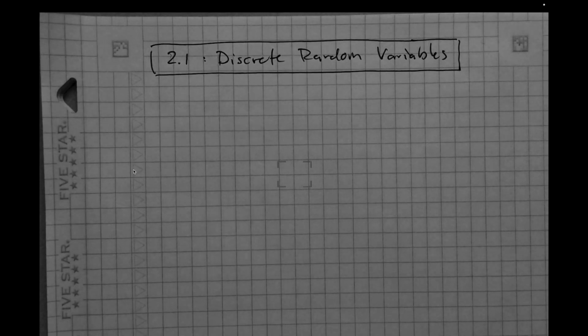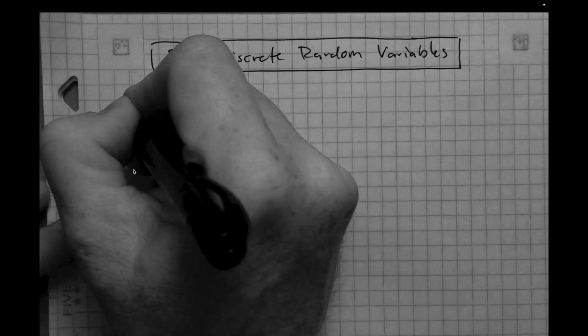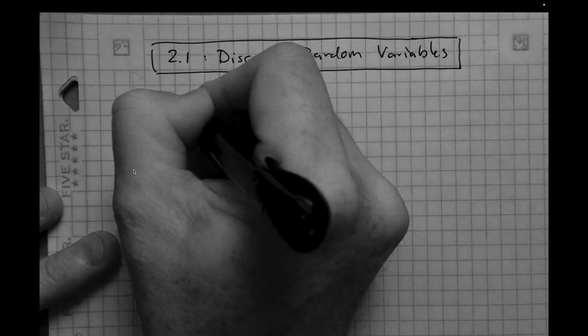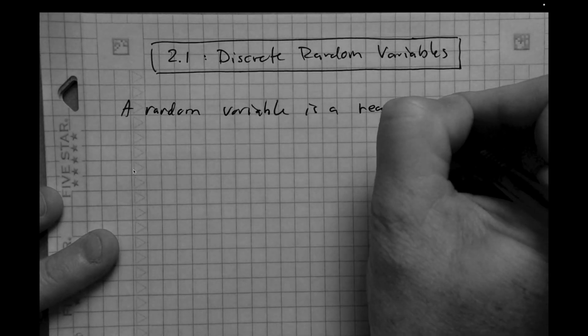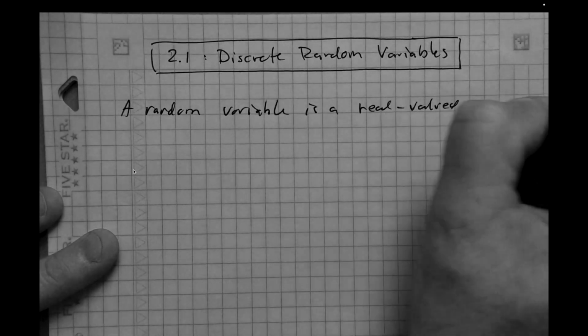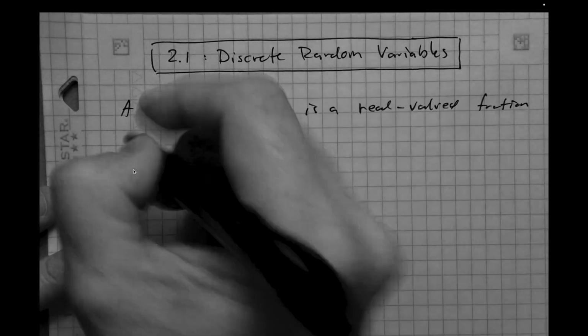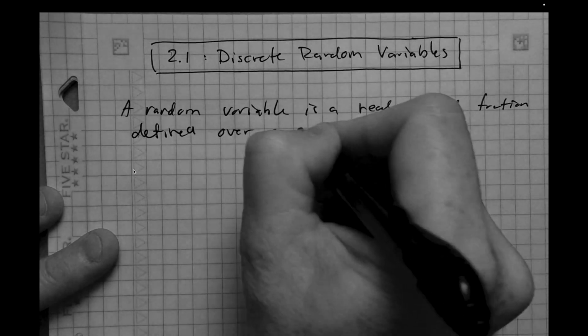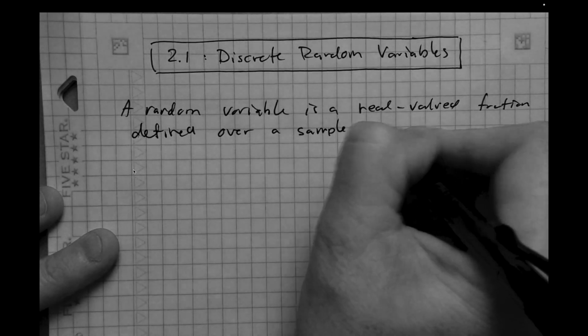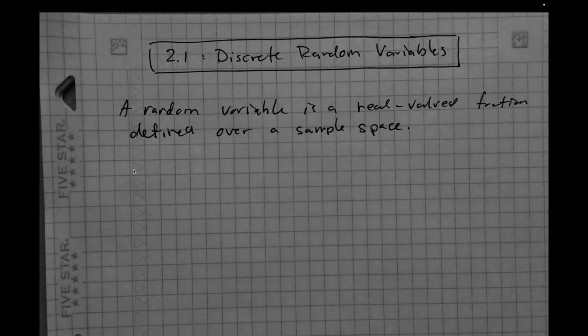In the previous lecture, we defined a random variable. We said a random variable is a real valued function defined over a sample space. Okay, and we had several examples from the previous section.